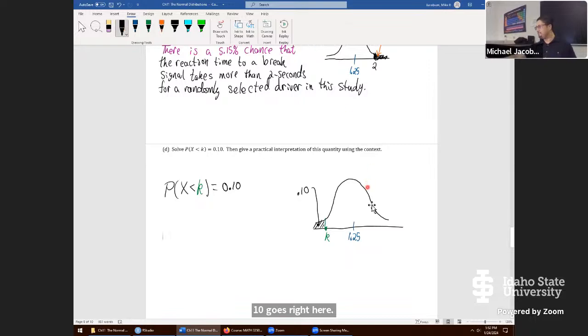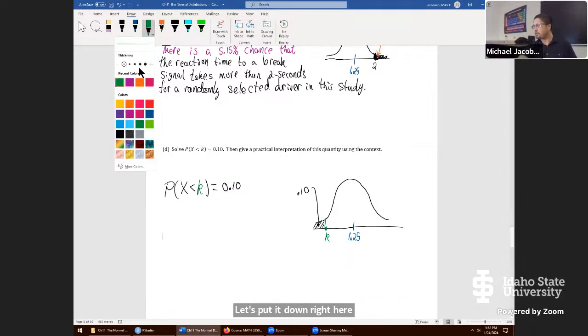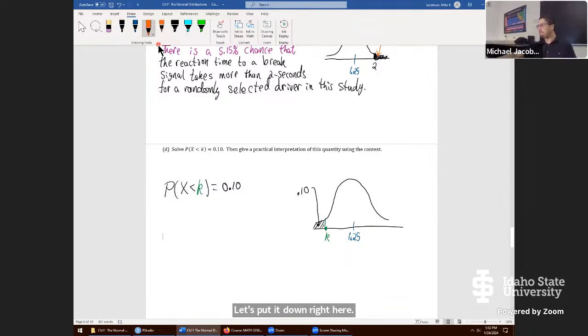Okay, this graph, again, it's not major, it's not required, but it's really tremendously helpful because if I mess up my syntax, I'll know right away based off this picture. K has to be a lot smaller than 1.25. So sometimes these statistical problems start by look before you leap. That's really good advice sometimes. Let's put it down right here. Just as a reminder, if you're struggling getting the right value for K, it might be because we're not thinking about the picture. So my big advice would be look before you leap.